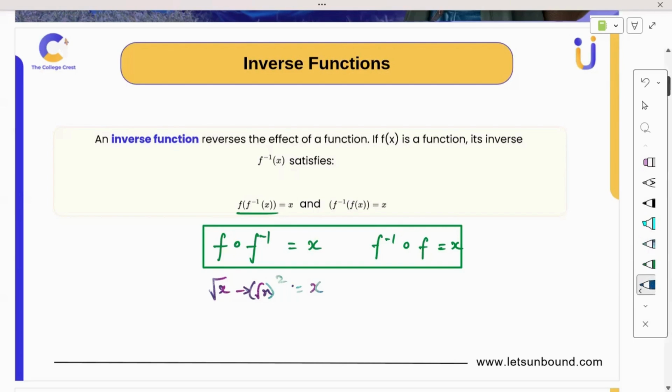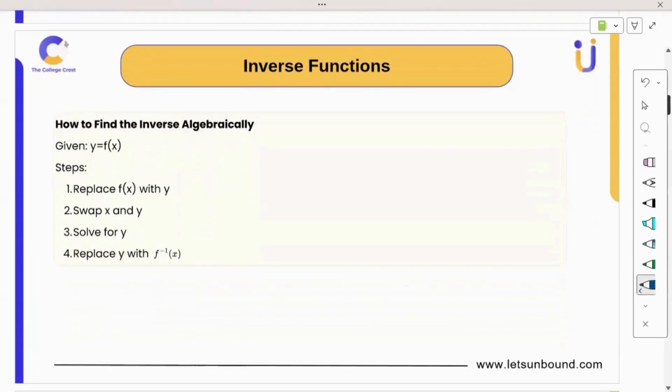Now, how to find an inverse algebraically? I said root x means the inverse is x squared, but it's not that simple. There are some important criteria we should check. Analytically, if you are given a function y equal to f of x, like f of x equal to x squared plus 5x, first replace your f of x with y. Then swap x and y.